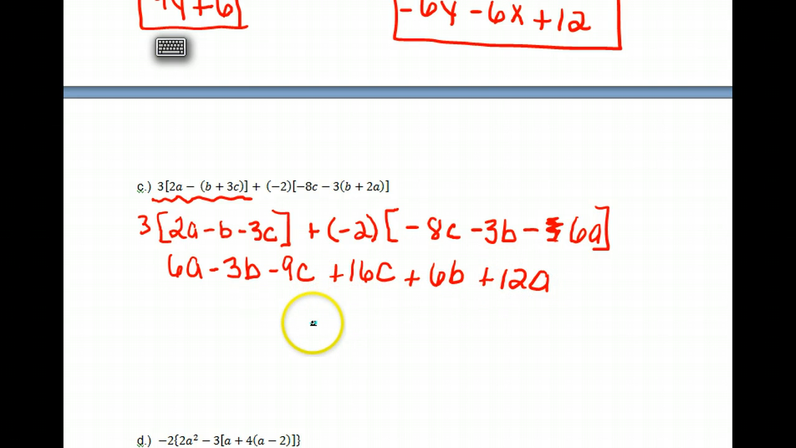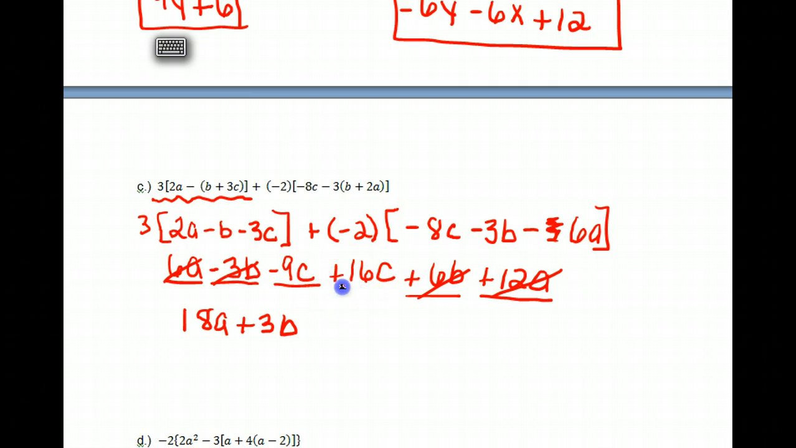So now we're simply going to go through our expression and combine like terms. 6a plus 12a makes 18a. Cross them out so we know we used them. Negative 3b plus 6b makes positive 3b. Cross them out so we know we've used them. Negative 9c plus 16c, we can also think of it as 16 minus 9, makes positive 7c, and we have finished our problem.